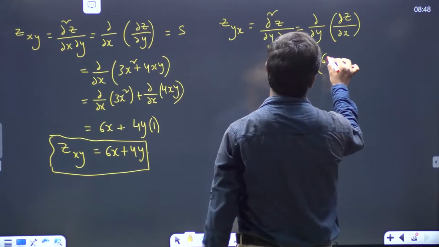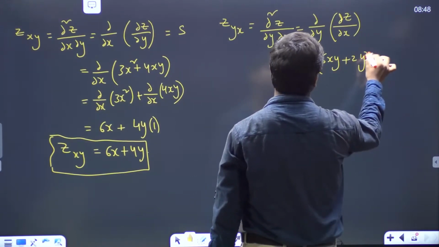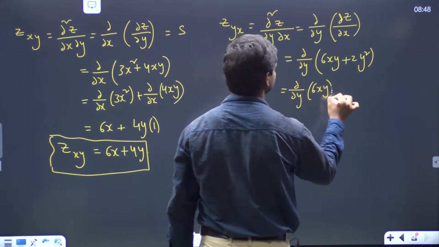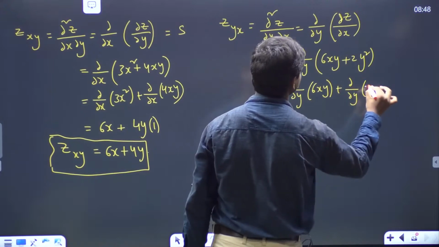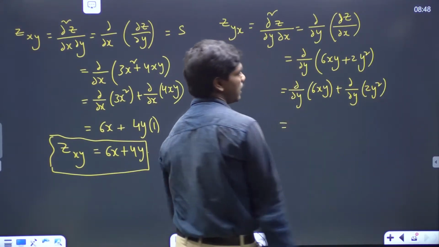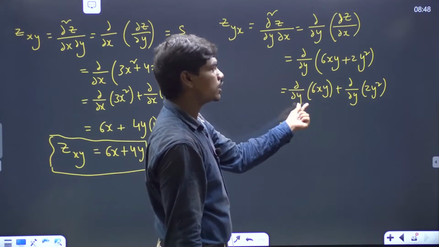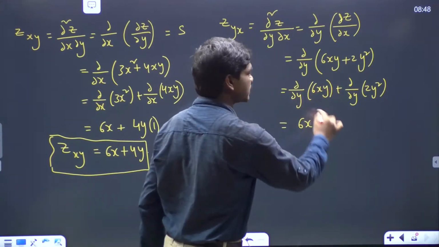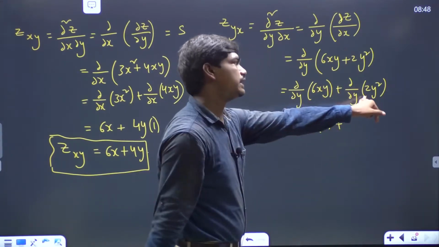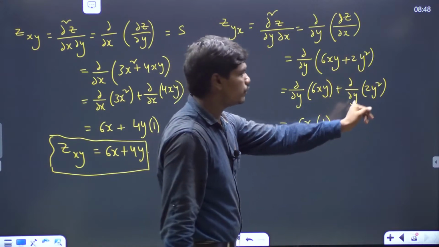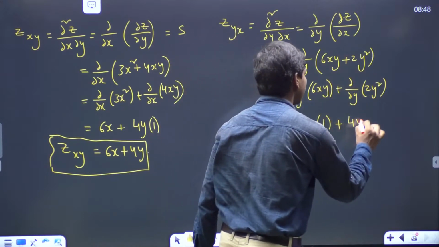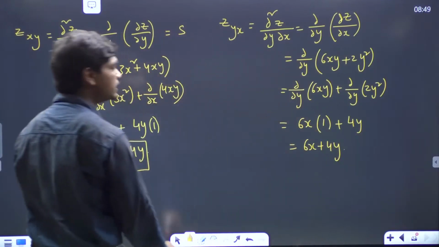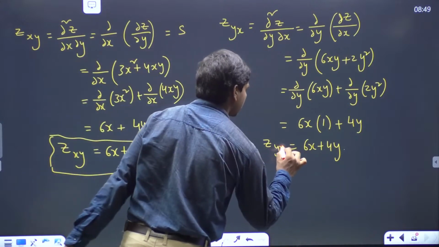So writing that here, 6xy + 2y² is equal to ∂/∂y of 6xy plus ∂/∂y of 2y², which is equal to, treating x as a constant because we are differentiating with respect to y, 6x is a constant and the differentiation of y with respect to y is 1. Similarly here, this complete function is only a function of y, so if you differentiate with respect to y, you have 4y, which means this is 6x + 4y. Correct? And this is the same as the left hand side, z_yx.